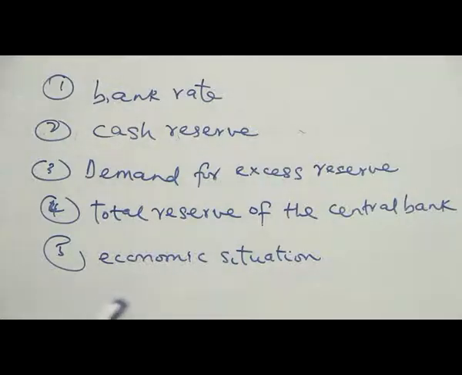And the last one we call economic situation. Economic situation can either be an inflation period or a deflation period. Where an economy is having inflation, the central bank will reduce the supply of money. But during deflation, the central bank will increase the supply of money. So inflation has something to do with supply of money. That is, the relationship between economic situation and supply of money depends on the situation the economy is having.